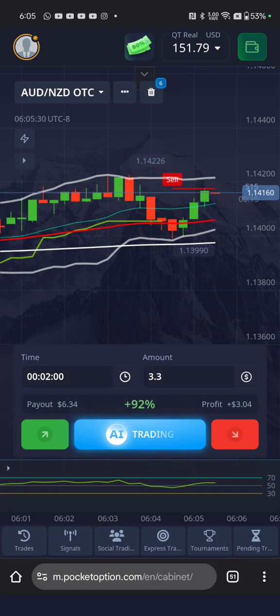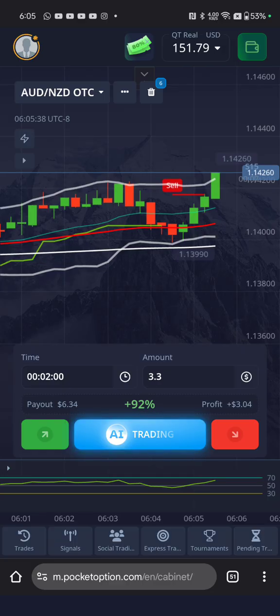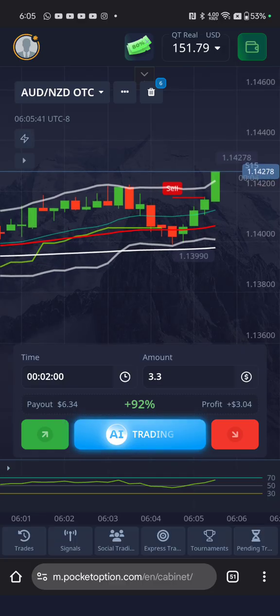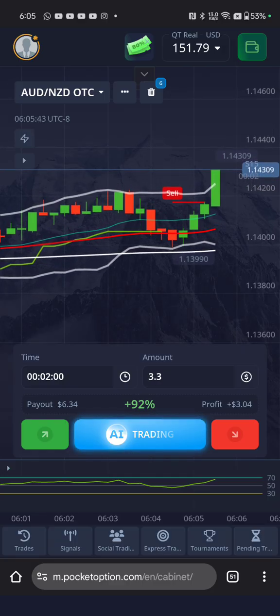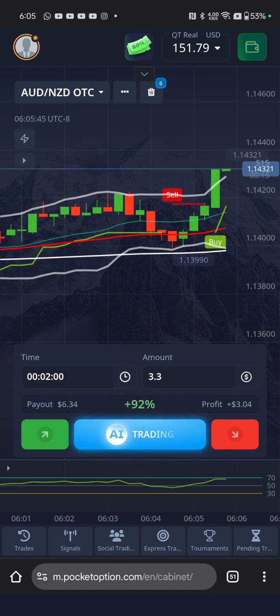I'll let it come down. Let the price come down one more time. Hopefully it comes down, and then I'll get in on the trade. I should have gotten in here, but it's okay. I wanted to look at the time frames.